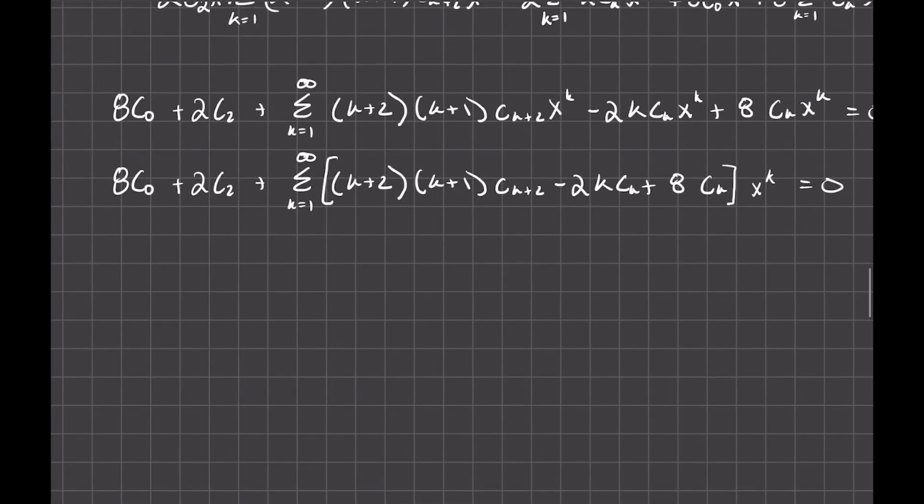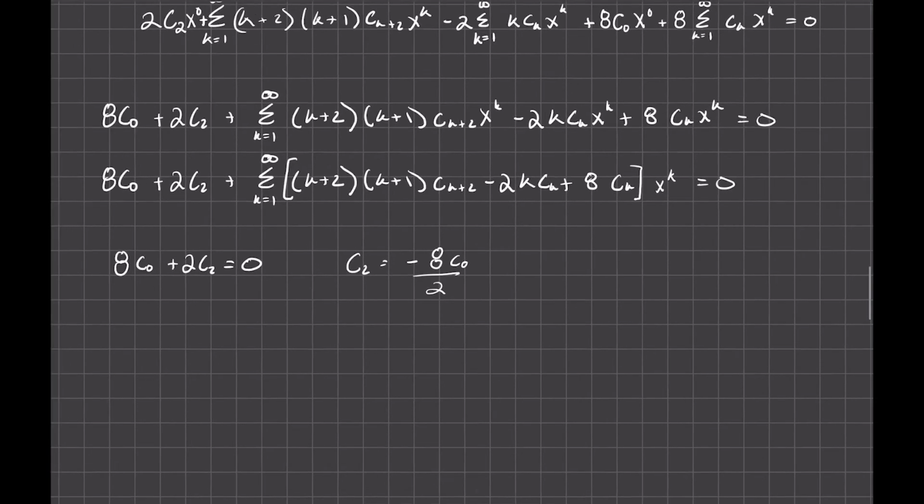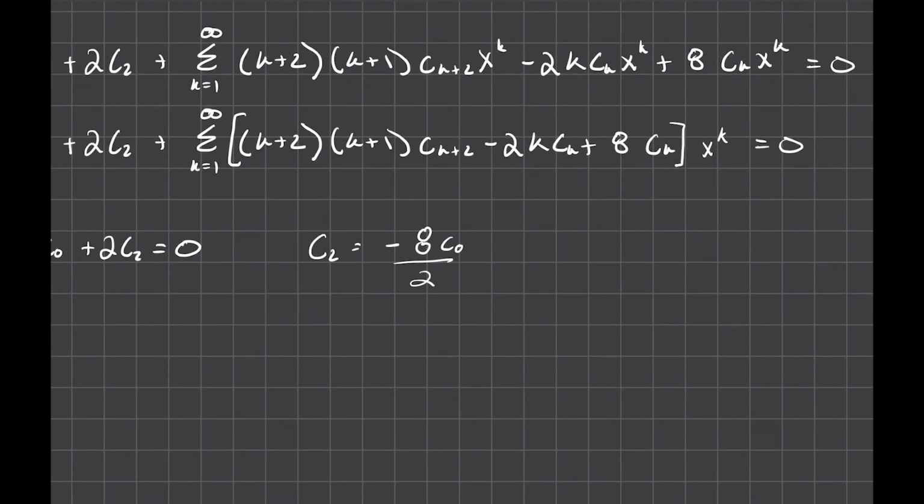So right here, I'm just going to solve for c2 really quick because we put that in front. So, rewrite the beginning part that we took out. So c2 will equal negative 8c0 over 2, and that will simplify to negative 4c sub 0.